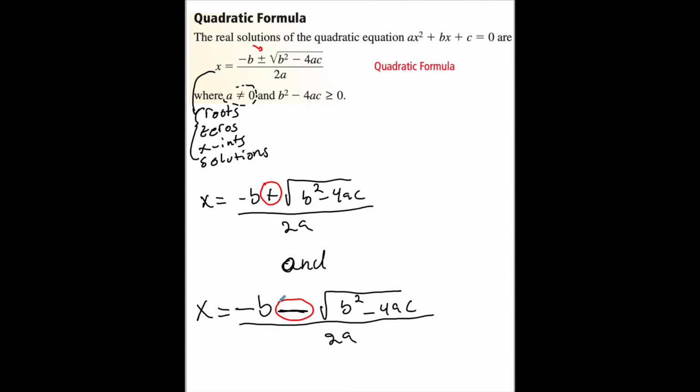A lot of students do this: negative b plus square root of b squared minus 4ac divided by 2a. This is a big no. Hopefully you see the distinction. Everything is being divided by that 2a. So please remember that when you do your calculations.